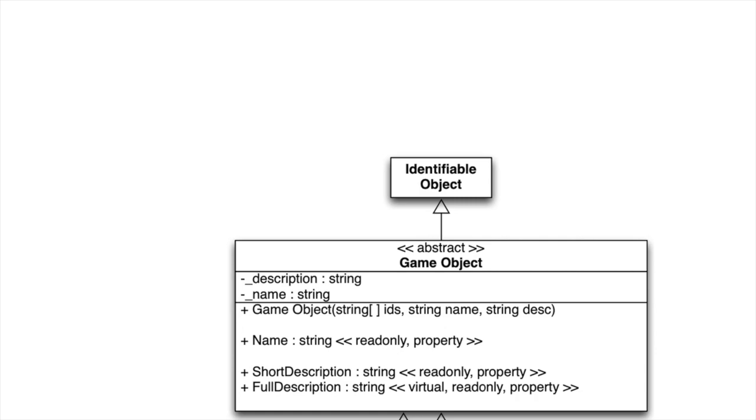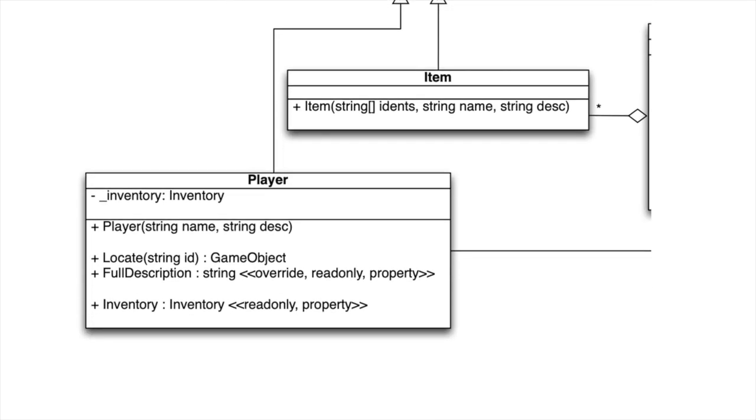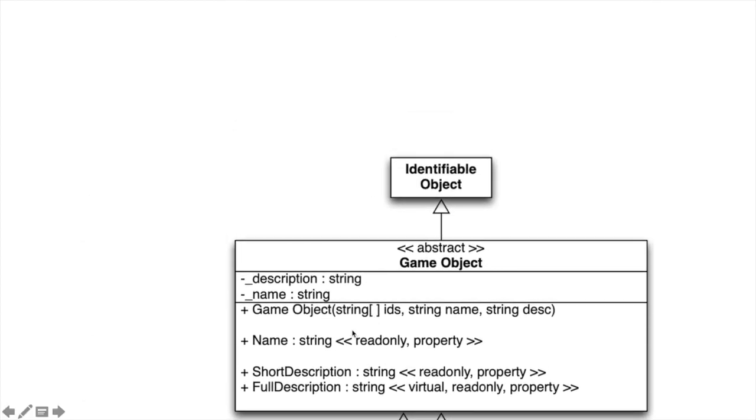So with that in mind, inheritance is used for specification. There may be a lot of game objects inside the world, but we need to specify further into player or item, and we can add more functionalities into this. For example, in here, it is able to locate, it is able to return its inventory, on top of the functionality and data from game object, which was to return short and full descriptions and to have its name. So it's a form of specification.